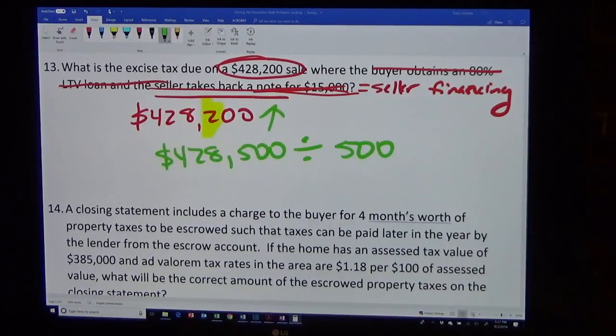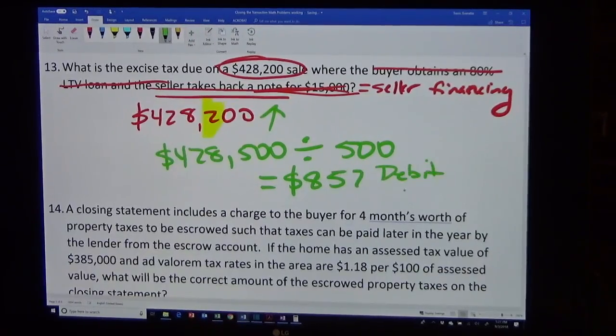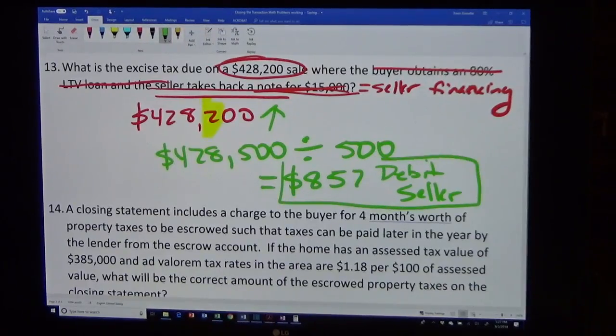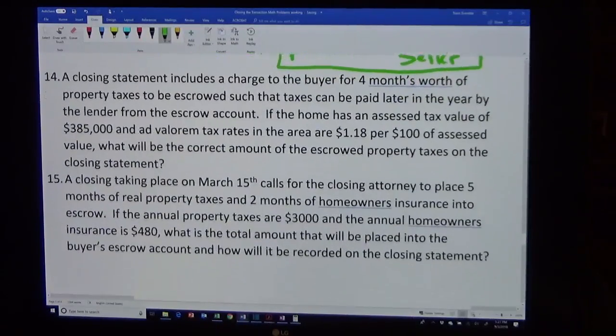428,500 divided by 500 equals $857, and that's a debit to the seller. $857 debited to the seller. Seller pays excise taxes. Alright?